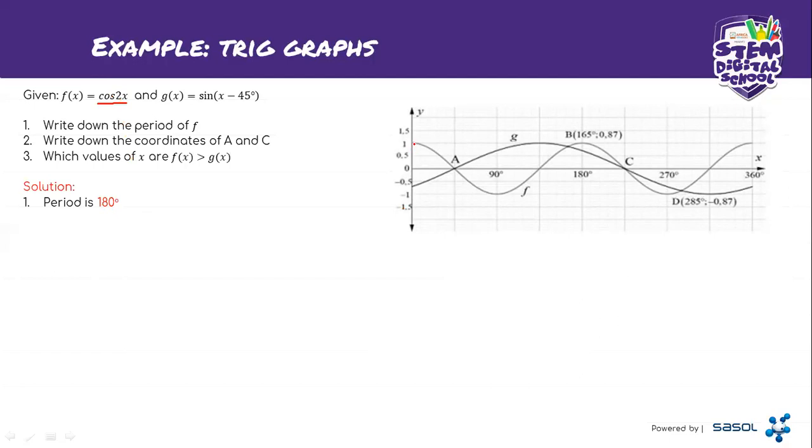But even if you don't do that, you can see the full cycle is from this point until you pass the turning point, and then you reach this point here. That is the full cycle or full wave for the cos graph. And then you can see the period there is 180 degrees. Write down the coordinates of A and C. The coordinates of A and C.